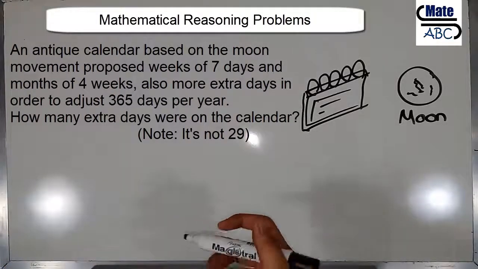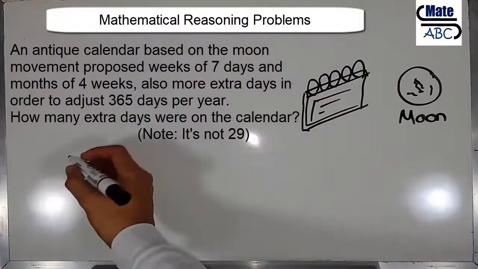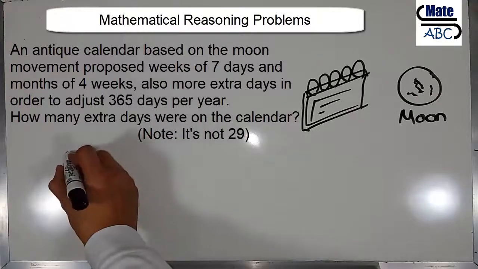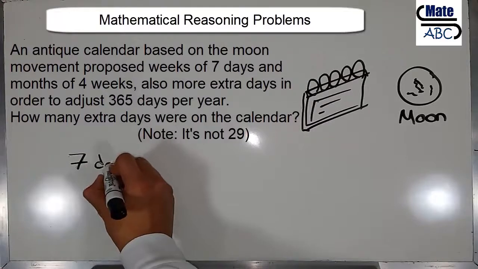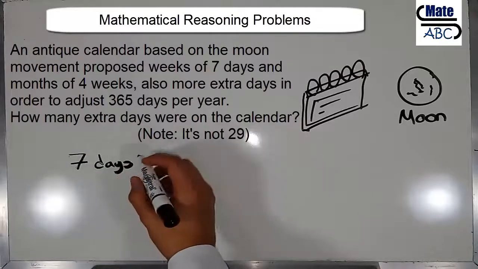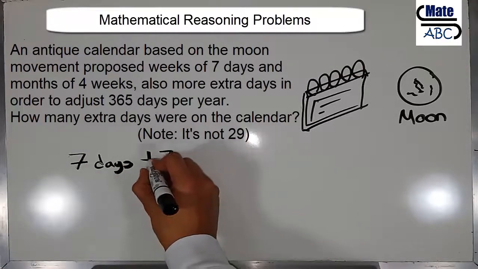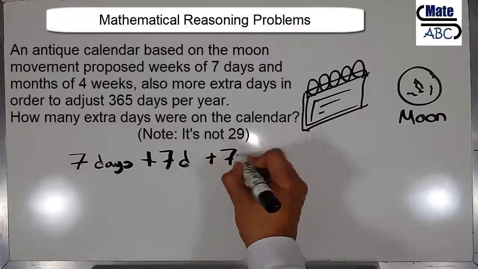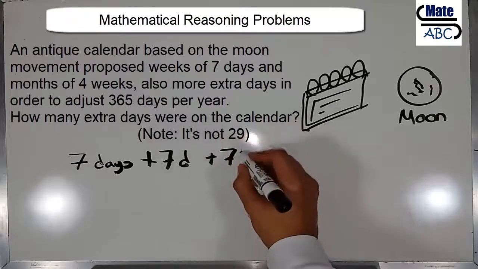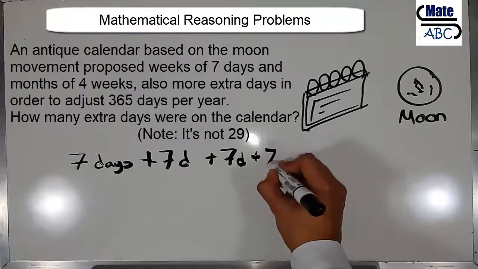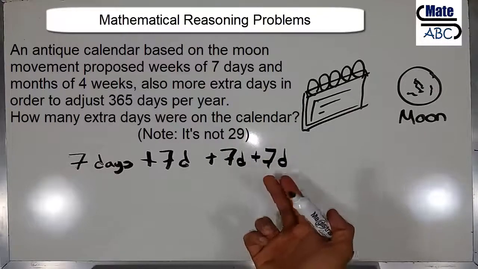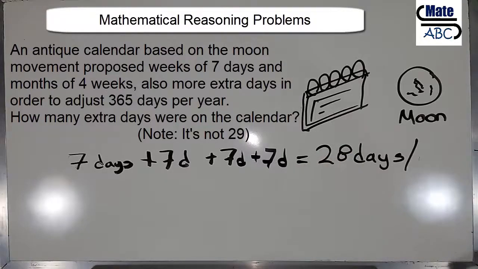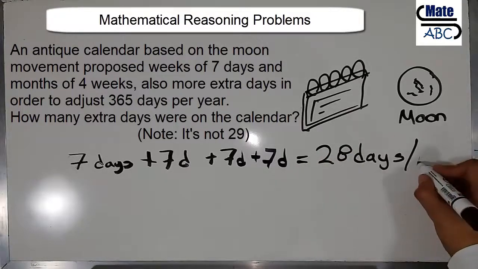Okay, so there are 7 days per week and there are 4 weeks. So there are 7 days on the first week plus 7 days on the second week. There are 7 on the third week, and finally 7 days on the final week. So there are 28 days per month.